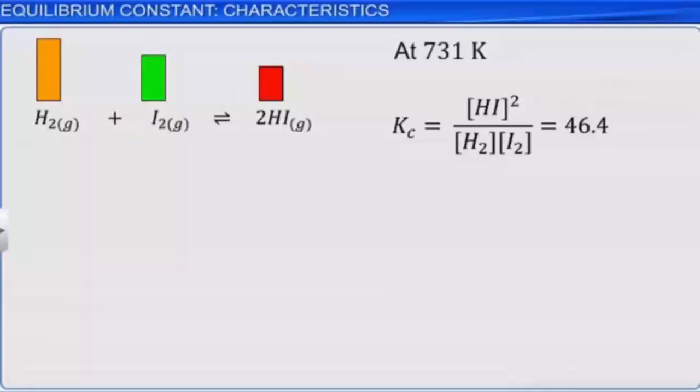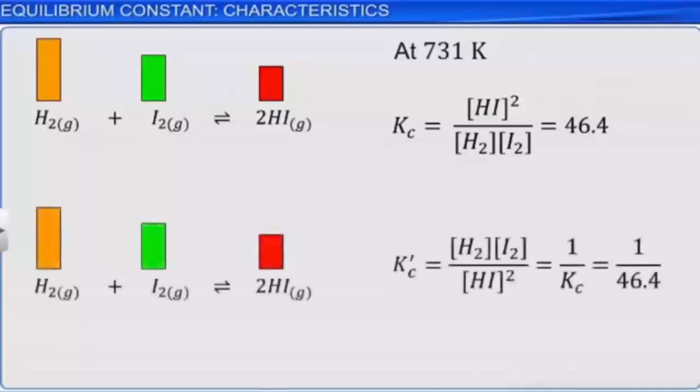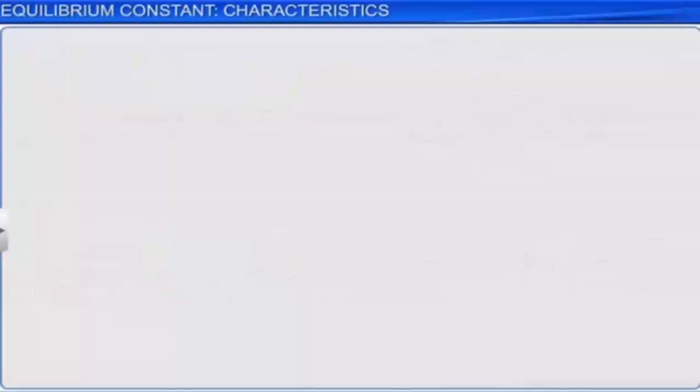The equilibrium constant for the reverse reaction of the decomposition of hydrogen iodide at the same temperature is the inverse of the equilibrium constant for the forward reaction of the formation of hydrogen iodide from hydrogen and iodine. This is equal to 1 by 46.4. If a chemical equation is multiplied by a certain factor, then its equilibrium constant must be raised to a power equal to that factor in order to obtain the equilibrium constant for the new reaction.